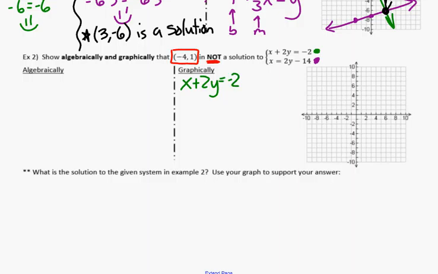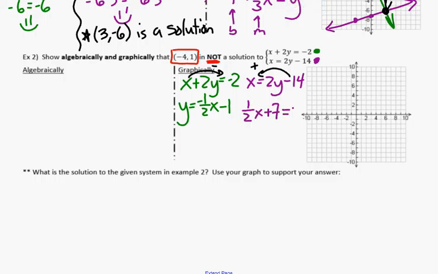Now the problem with both of these lines is that neither of them is in slope-intercept form. Here, if I just do the algebra, you can go ahead and move the x over with subtraction, and then divide everybody by 2. You're going to get y equals negative 1/2 x, and then minus 1. You can do that algebra on your own, just putting it in slope-intercept. For the second one, it's x equals 2y minus 14. So again, my first step would be moving that over with addition, and I'm going to end up with 1/2 x plus 7 equals y. Those are my two slope-intercept forms. I put them in slope-intercept so it's easier for me to graph.